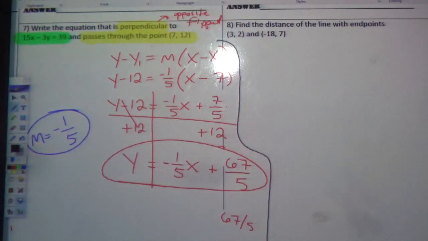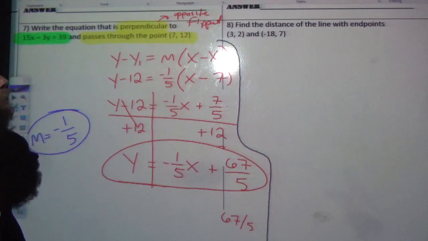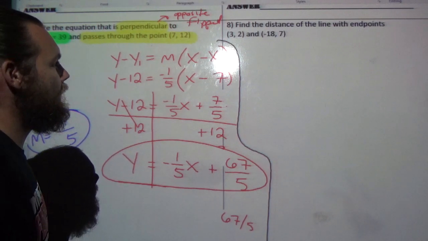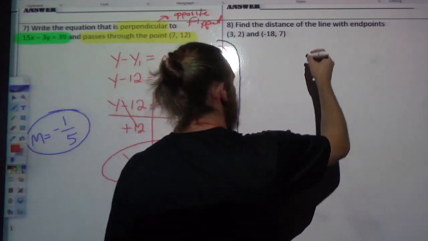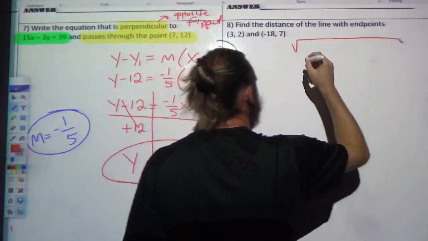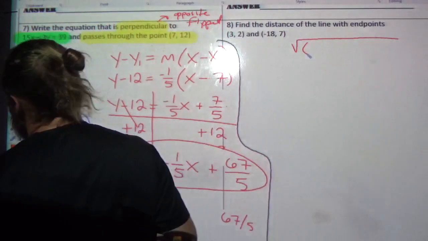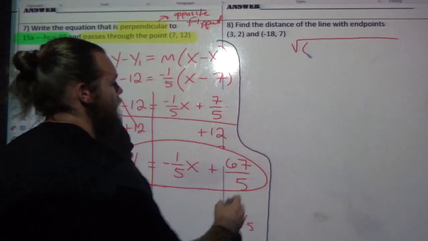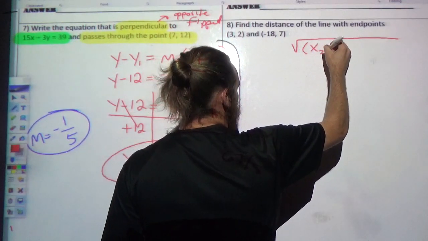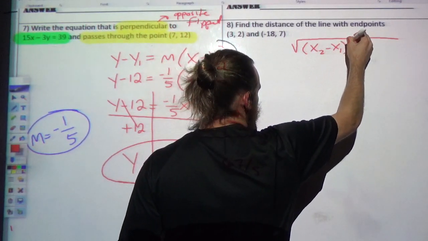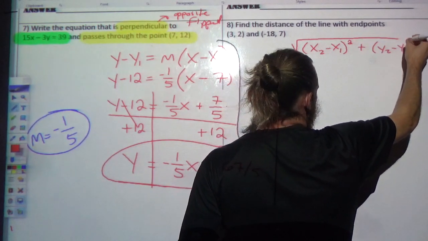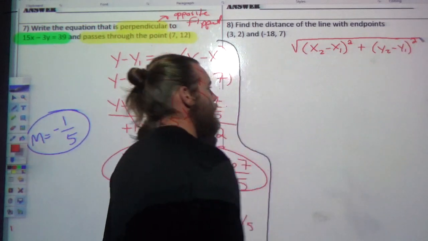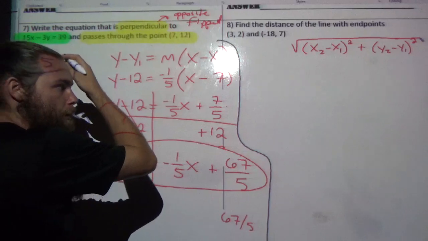Number 8 says find the distance of the line with endpoints (3, 2) and (negative 18, 7). All right, so most of you have probably forgotten, but your distance formula is the square root of x2 minus x1 squared plus y2 minus y1 squared. You got to do all of it. It's not super complicated, guys. Just fill in your numbers.